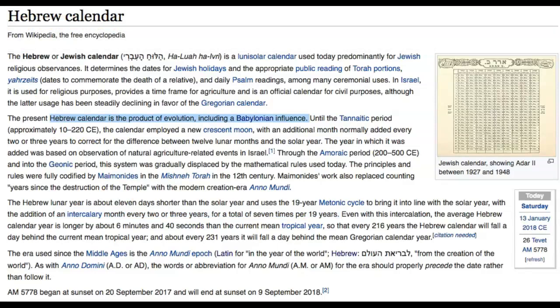But again, notice how the Jewish calendar comes from what? Babylonian influence. Not only that, but they go based on the new moon, and every time they cite a new moon, that claims that that begins the new month. And notice how their calendar began around September 20th of 2017, this past year.